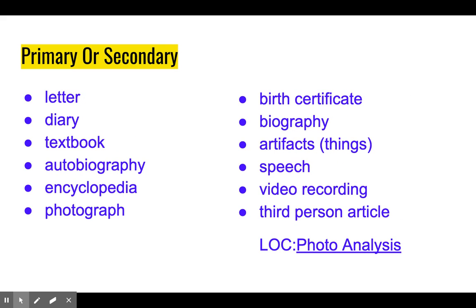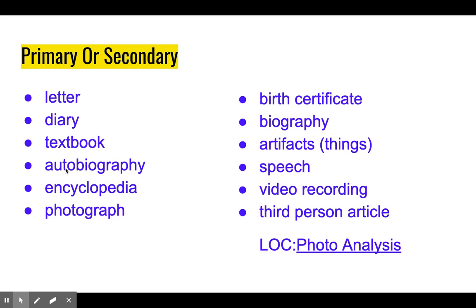So let's look at some examples. A letter that was written by someone about an event they experienced would be a primary source. The same is true of a diary. A textbook, however, would be a secondary source because it's written by historians who are experts on that topic, but they didn't live through it. They're looking back at events that happened in the past.